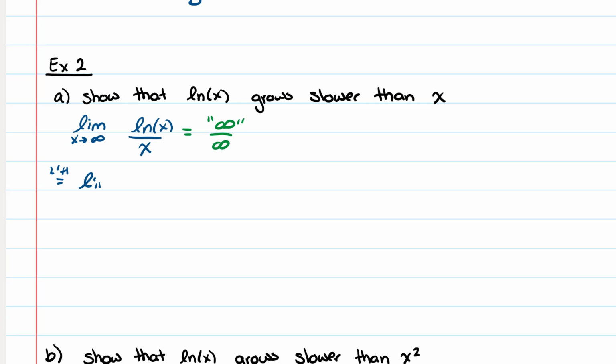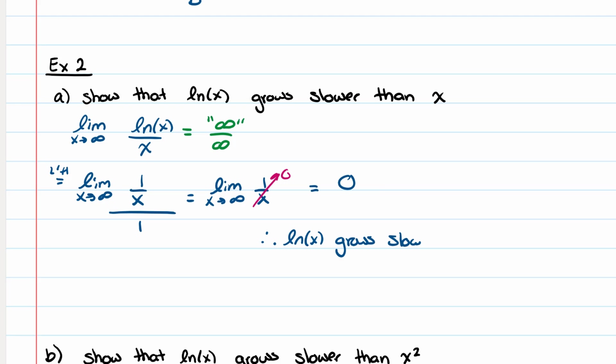And I get the limit as x approaches infinity. The derivative of ln of x is 1 over x, divided by the derivative of x, which is 1. So this becomes the limit as x approaches infinity of 1 over x. And then when you plug in infinity, you end up getting 0, because 1 over infinity is 0. So therefore, we have ln of x grows slower than x.